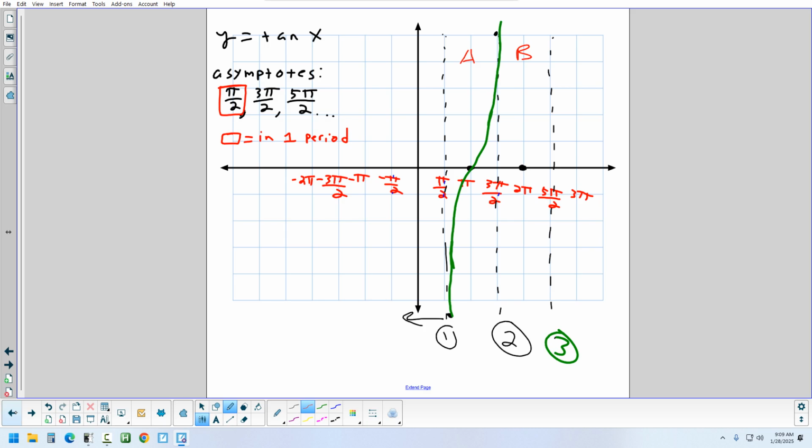What's going to happen to all your zeros from tangent? They're going to turn into asymptotes. So all the zeros and asymptotes are going to change places.